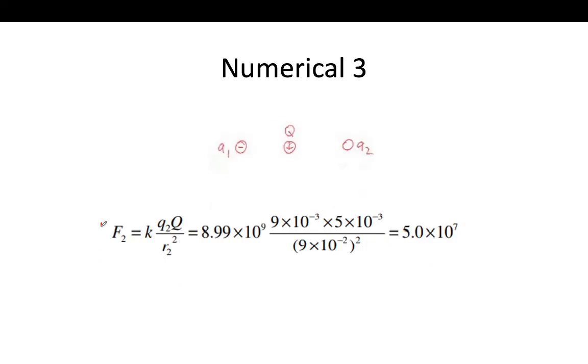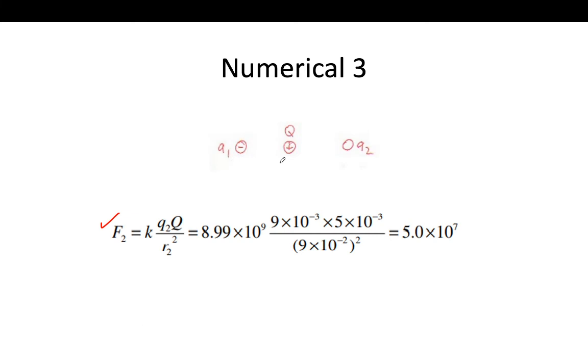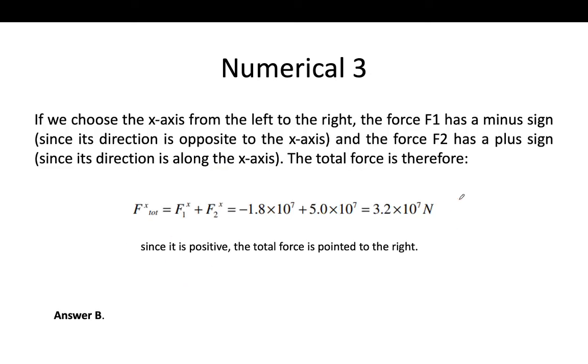Same for F2: Q2, R2, all these values we take from our numerical, and we get 5.0. So now we have F1 and F2, 1.8 and 5.0. Now we find the total, F1 plus F2. Now why do we place minus here?